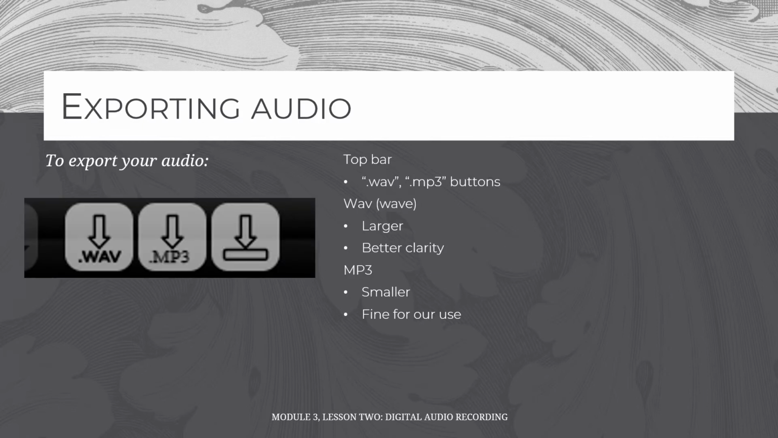When you're done recording or editing a track, the last step is always to export it so it is safely saved on your hard drive. On the top bar of BAE, you can see a pair of buttons labeled .wav and .mp3. These buttons allow us to save our recordings as either a WAV or MP3 file. While WAVs have better clarity than MP3 files, they are also much larger. MP3s will allow us to save our recordings without our files getting too big, and that will be fine for our purposes here in class.